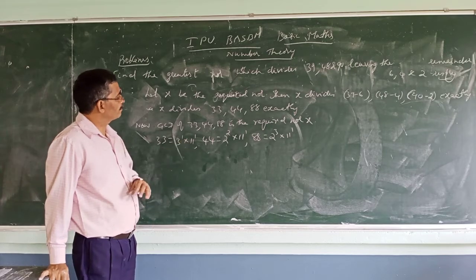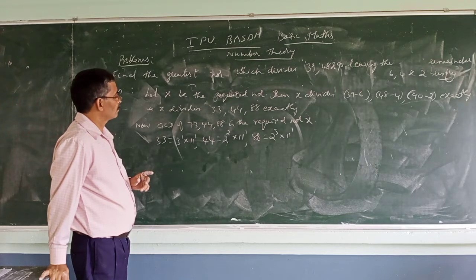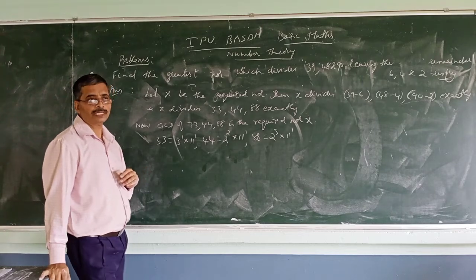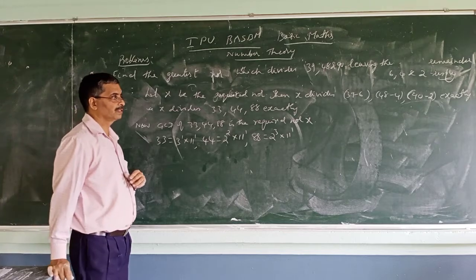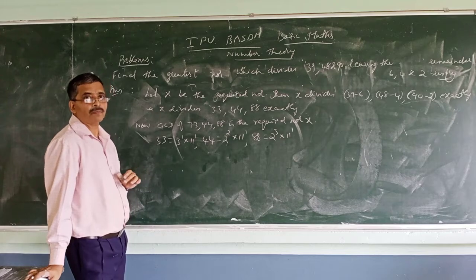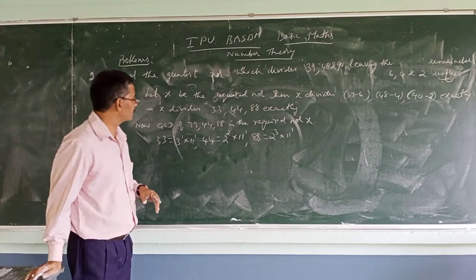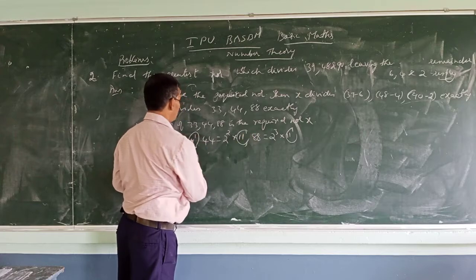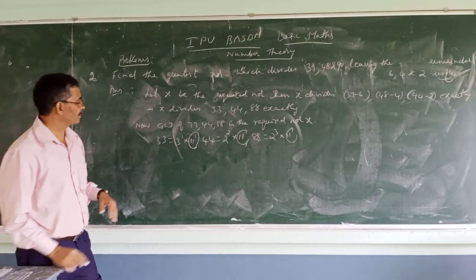What is the GCD then? How to get GCD or HCF? It is the least powers of the common factor. GCD means least powers of the common factor. What is the common factor? Only one common factor is here, that is 11 to the power 1. Only one of these is common, that is 11.